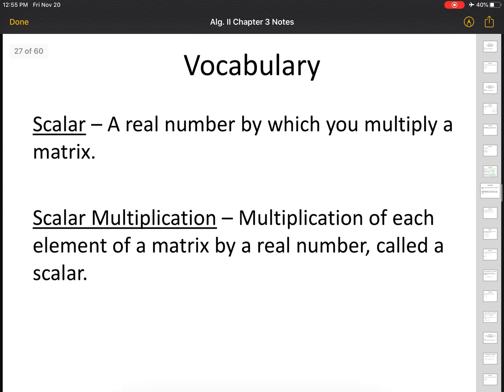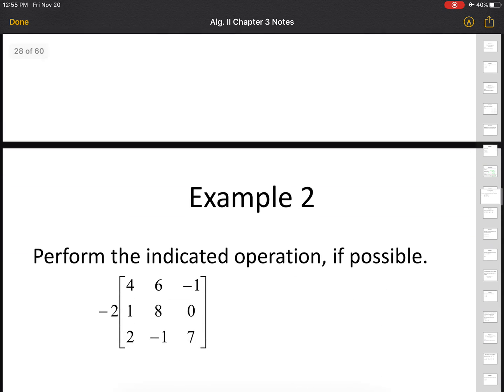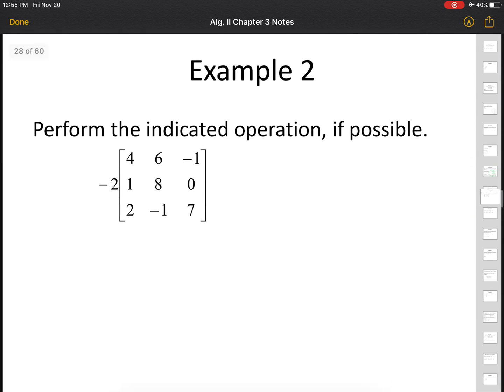Some more vocab. We call a scalar just a number, a real number, by which you can multiply a matrix. It's kind of like distribution that we'll get to here in a second. Scalar multiplication is multiplication of each element of a matrix by a real number, called that scalar. So again, it's going to be kind of like distribution to all the elements inside of the matrix.